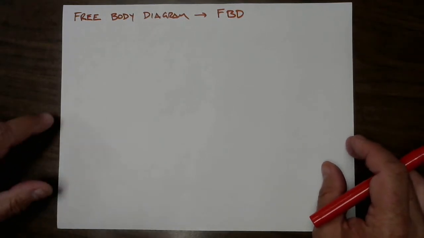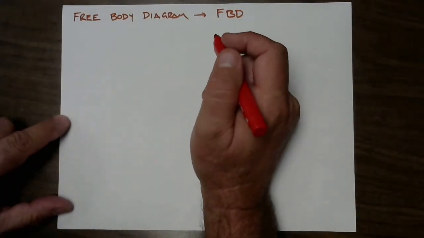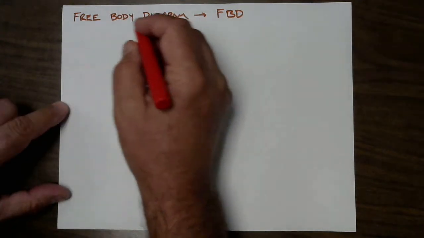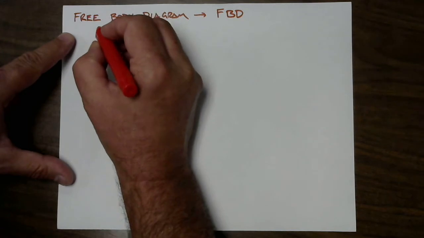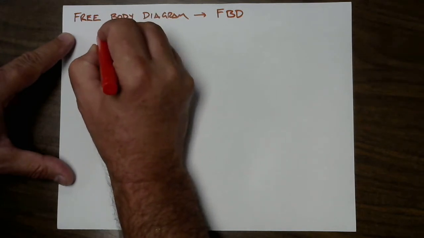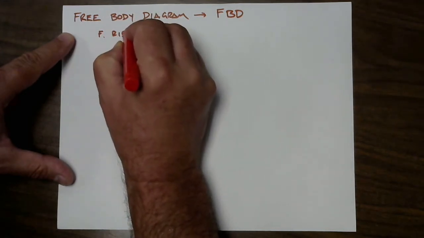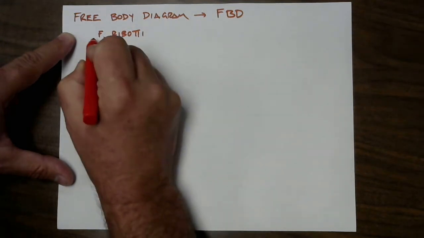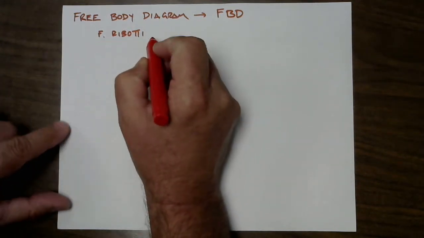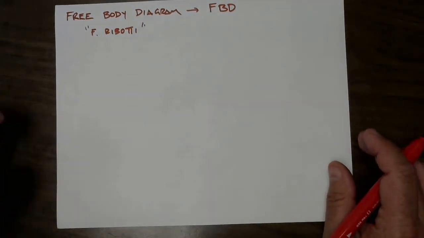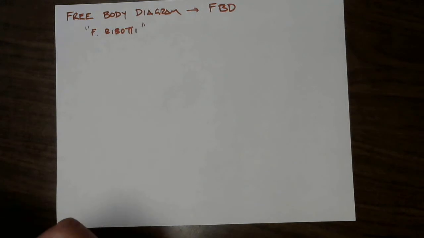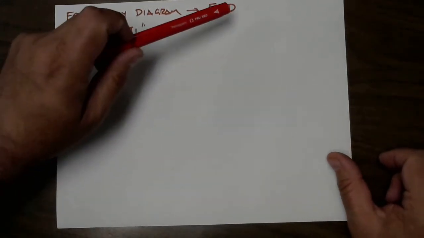I once had a lot of fun with a class. You know how I like to try to lie to people. I once told them that this was an Italian guy. His name was F. Ribati. So it was a F. Ribati free body diagram. Actually, if you say it like that, it sounds like Jesse Jackson. F. Ribati, F. Ribati, I must get along. Anyway, the free body diagram and FBD.